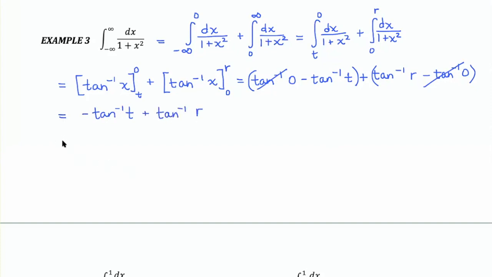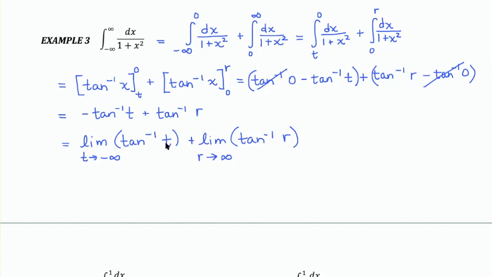So now I will take the limit, and for the first one, t replaced negative infinity. So I'm going to let t approach negative infinity for the inverse tangent of t. And then I'm going to add to that the limit as r goes to positive infinity, where r replaced positive infinity, of the inverse tangent of r. What happens to the inverse tangent as the numbers get closer and closer to negative infinity?